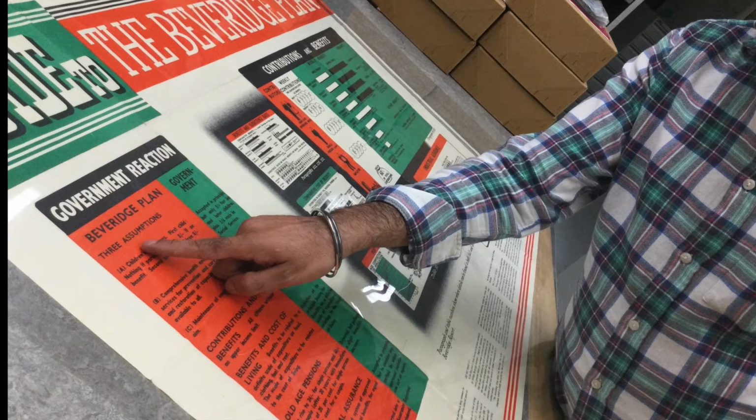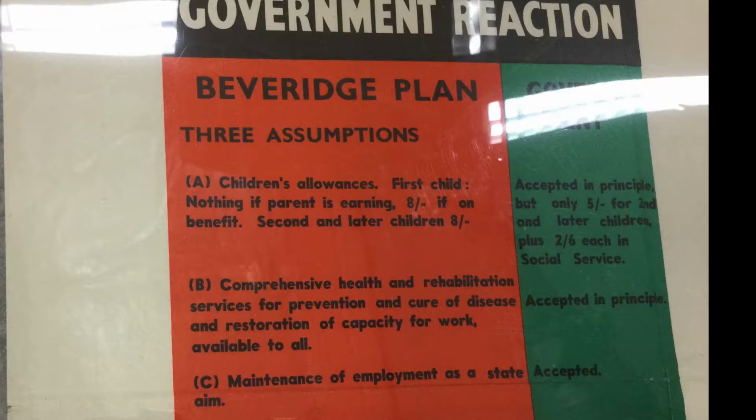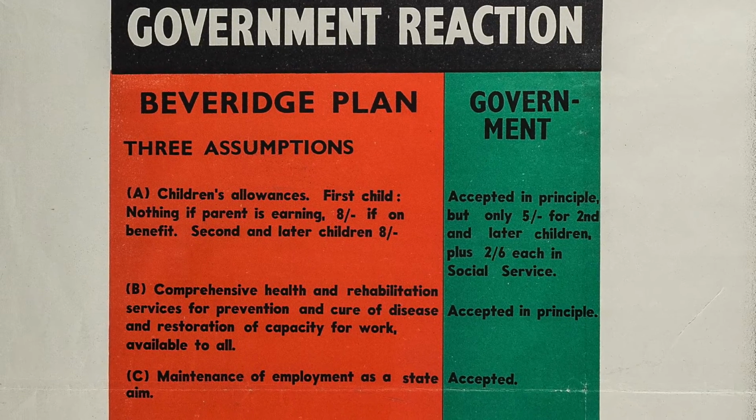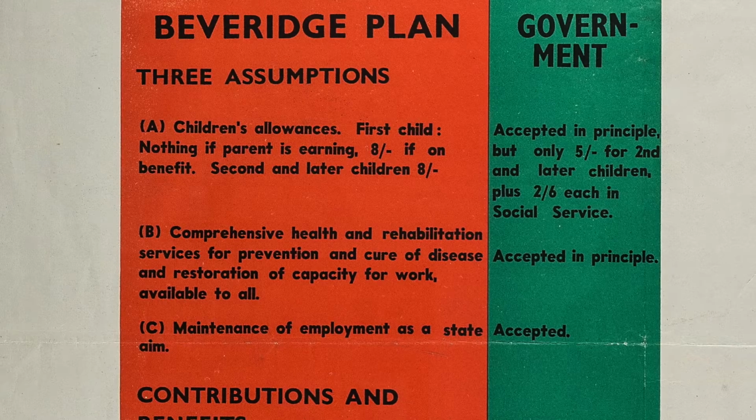The report was based on three key principles: children's allowances to ensure the next generation were healthy and well fed, a comprehensive health service to ensure workers were fit and healthy, and full employment so that people could earn money, some of which was then paid into the schemes.